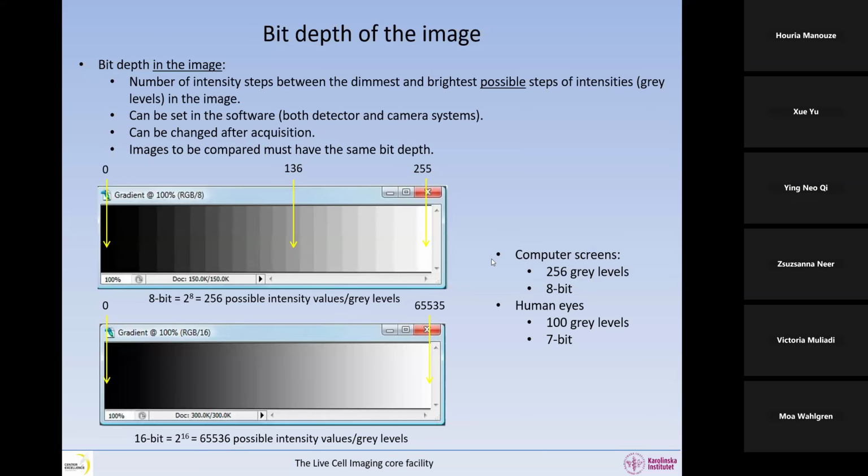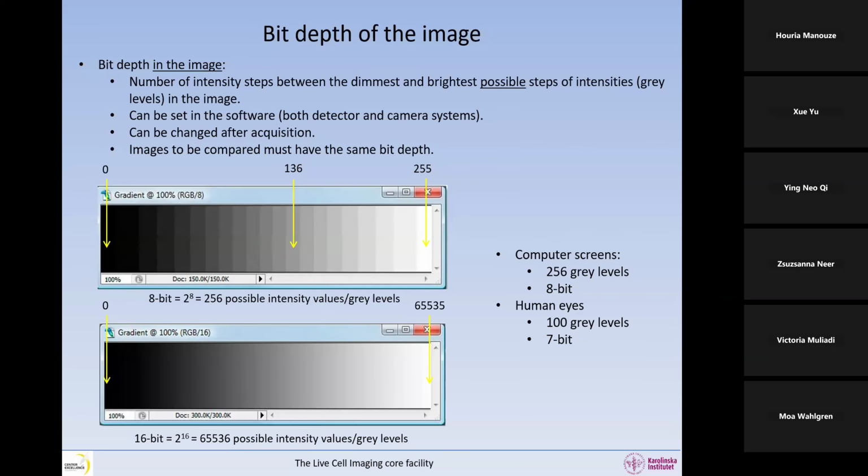Right, so computer screens can only display 8 bits, so 256 gray levels. So when it's displayed, it's displayed in 8-bit regardless of what bit depth you have. But our human eyes anyway do not read 8 bits. We only have about 7 bits, so about 100 gray levels of intensity that we can differentiate. This is why you don't want to believe your eyes. What you want to do is look at the numbers.